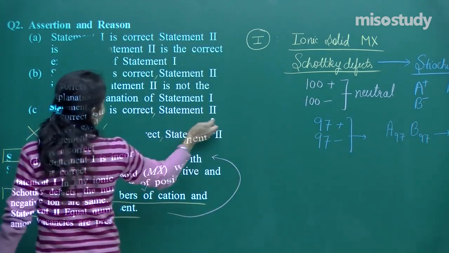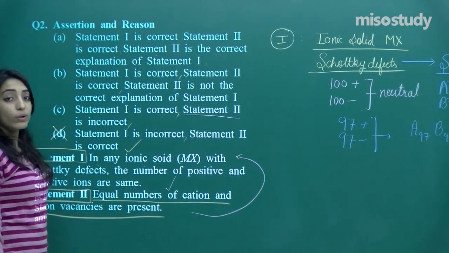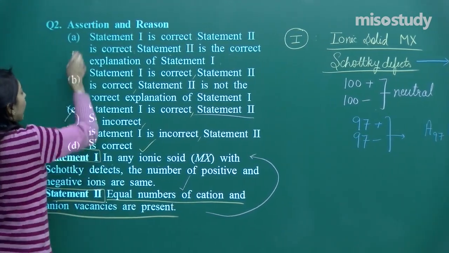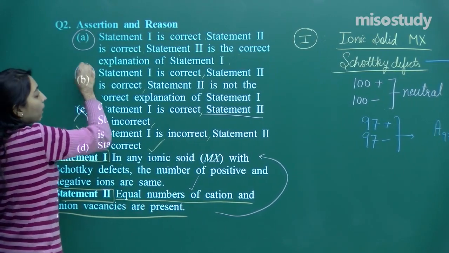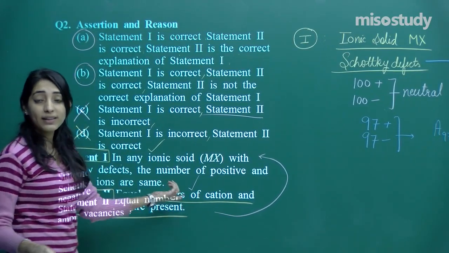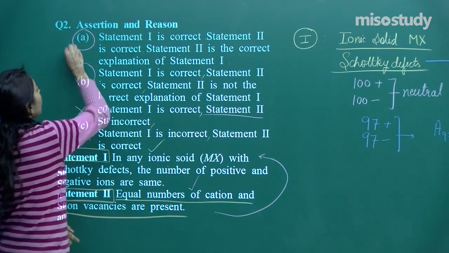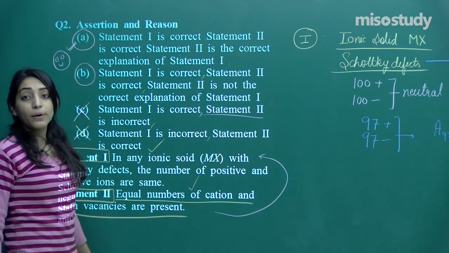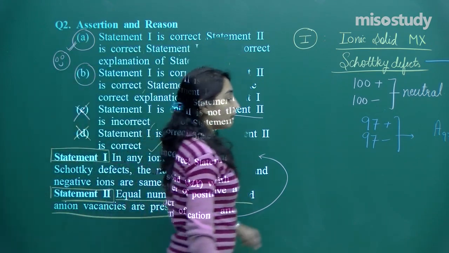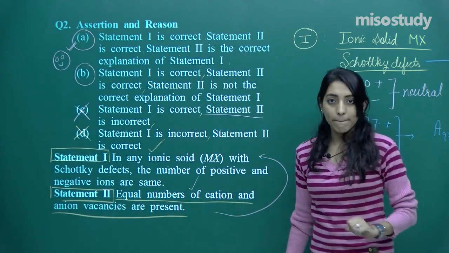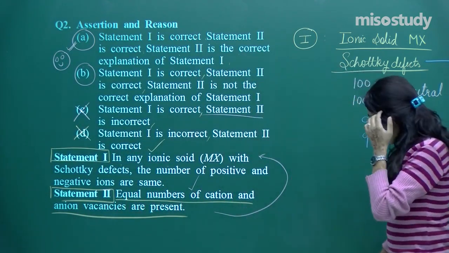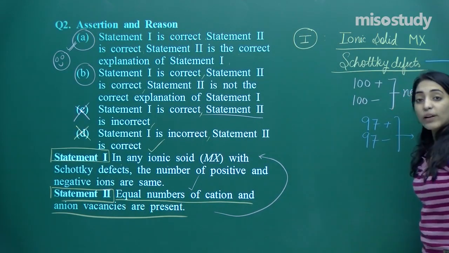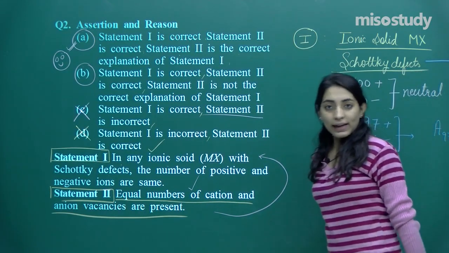So option C says that statement 2 is incorrect, which is wrong. So now either the answer can be A or B, but just 2 minutes back I told you that this is the explanation, right? So we will finally end up getting option number A as the correct option for this particular question. Okay. So this was about the second question that was there in the set for JEE Advanced.